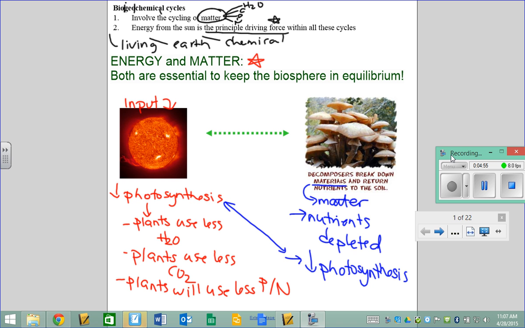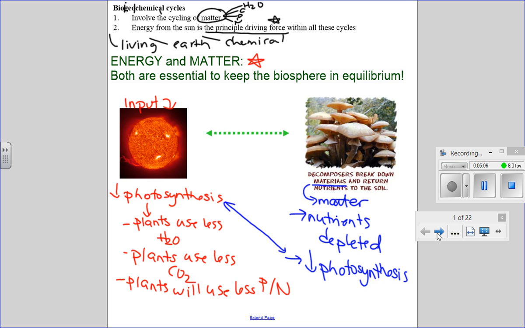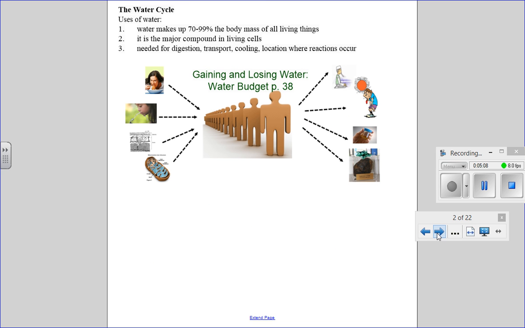So we're going to start by talking about the water cycle. Hopefully in today's class, we're just going to talk about some basic information about water, and we'll continue in the next block. Now, the first thing that we're going to talk about before we even talk about the water cycle, which you're probably fairly familiar with, is some basic ideas about the uses of water.